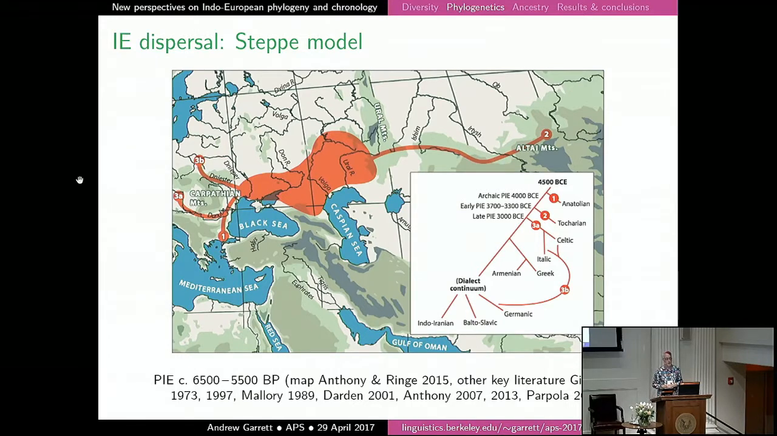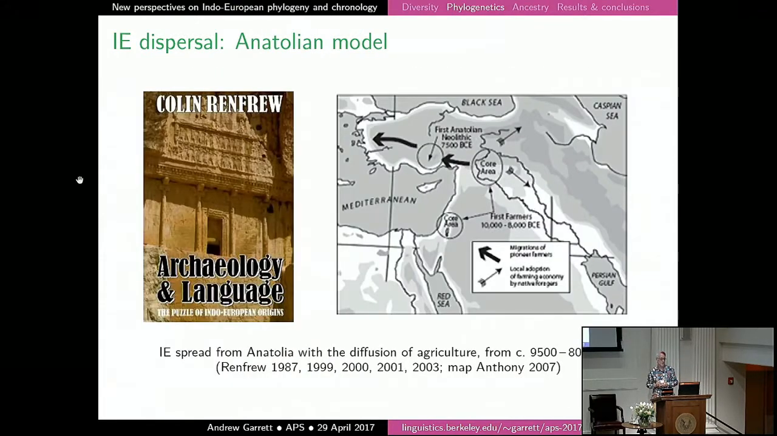As Brian mentioned, there are two prevalent models for the interpretation of the relationship of the Indo-European languages and their initial diversification. There's the traditional steppe model that many linguists have favored, which suggests that the point of origin was north of the Black Sea and north of the Caspian Sea around 6500 BP. There's the Anatolian model, which was devised by Colin Renfrew in the 1980s and defended in a series of subsequent publications, according to which Indo-European dispersed with the diffusion of agriculture starting around 9500 BP. So there's a big chronological difference between the two models.